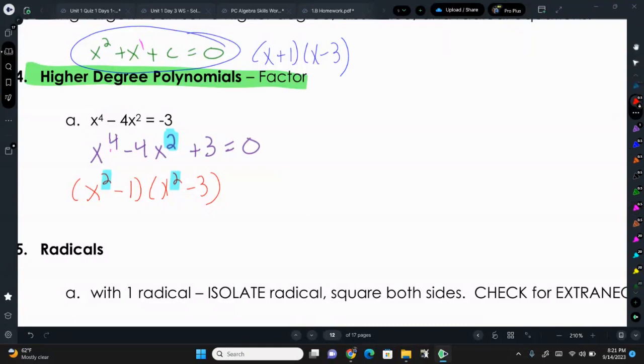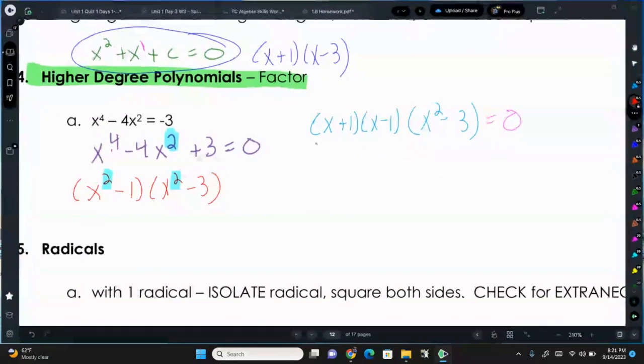We're going to set each of these equal to 0. Now, this first factor, x squared minus 1, you could factor that even further, or you can just set it equal to 0 and solve. Either way is going to be okay. I like to factor it completely. So x squared minus 1 is another difference of squares, so x plus 1 times x minus 1. And then we have x squared minus 3. Okay, now this equals 0. For our zeros, we're going to go to each factor and set it equal to 0.